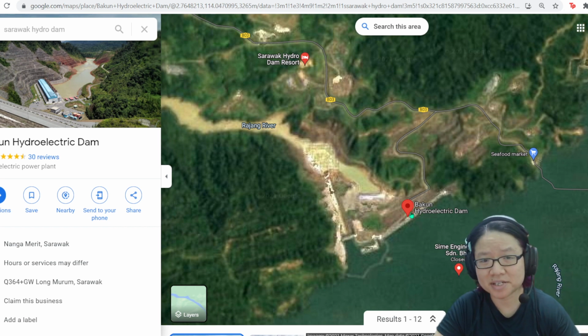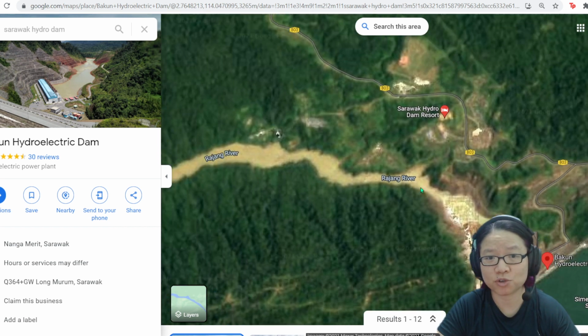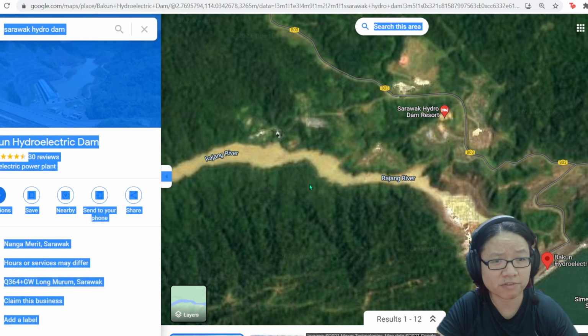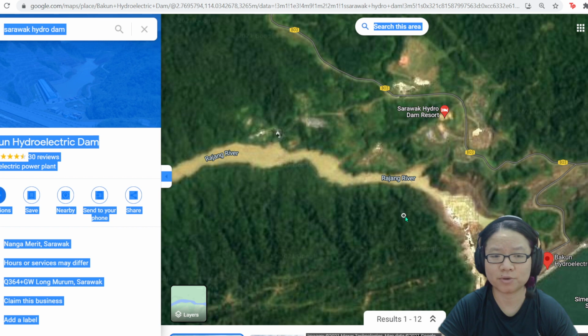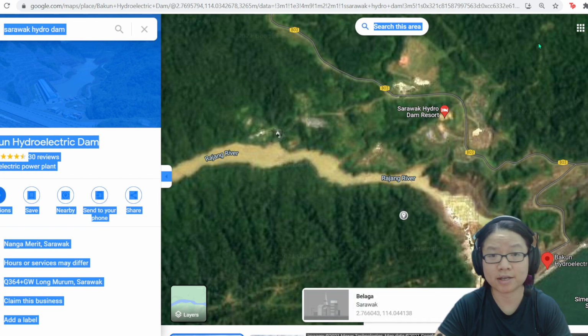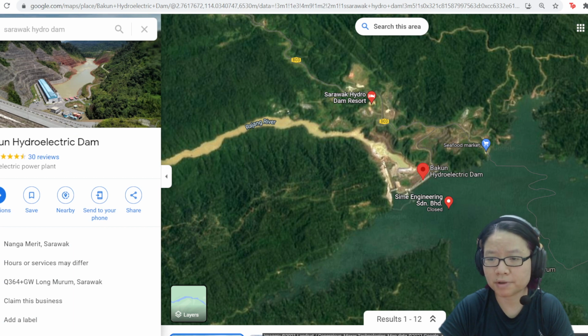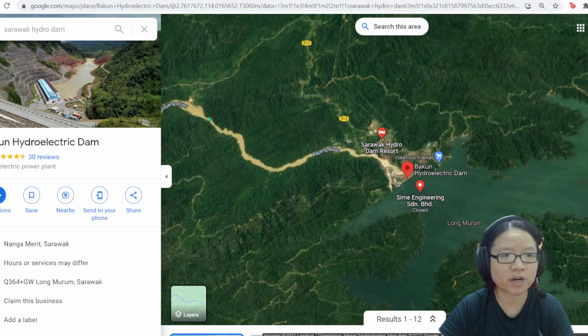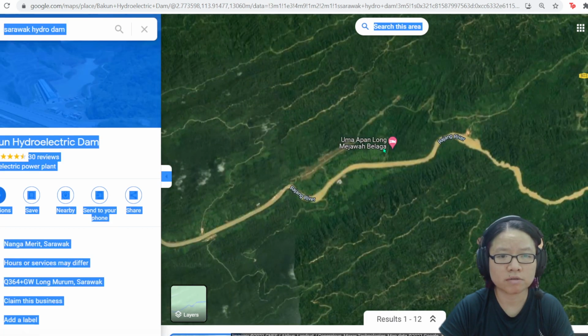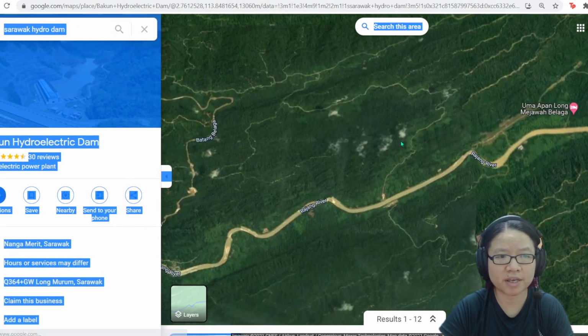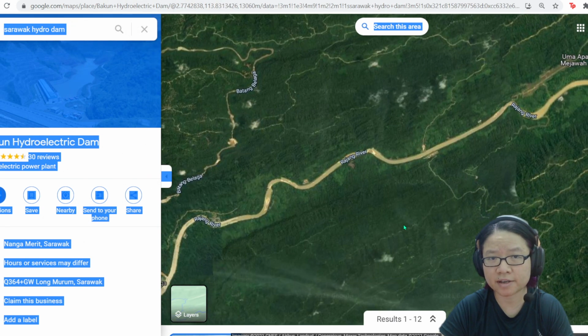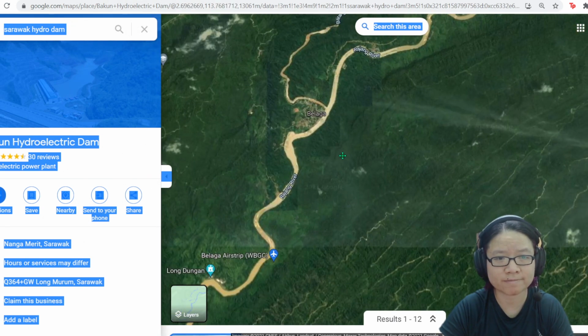Anyway, this is the hydro dam, okay? It is connected to the Rajang River. So if you come from a different country, maybe your country will have a different hydro dam, depending on where the rivers in your country are. As I zoom out a bit, you will notice that the Rajang River is actually pretty long, all right? It connects all the way, okay, I'm sorry for the internet lag, but it connects all the way, okay?